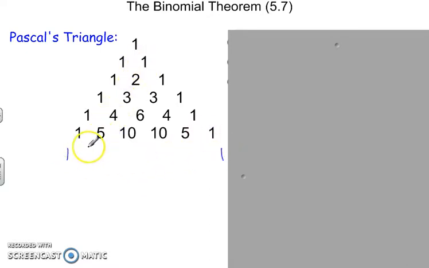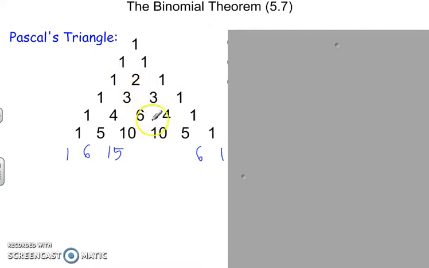1, 2, 3, 4, 5, 6. Maybe you see this would have to be a 6 there. Maybe you see this pattern, 1, 3, 6, 10. Add 2, add 3, add 4, add 5. Maybe that's a 15.